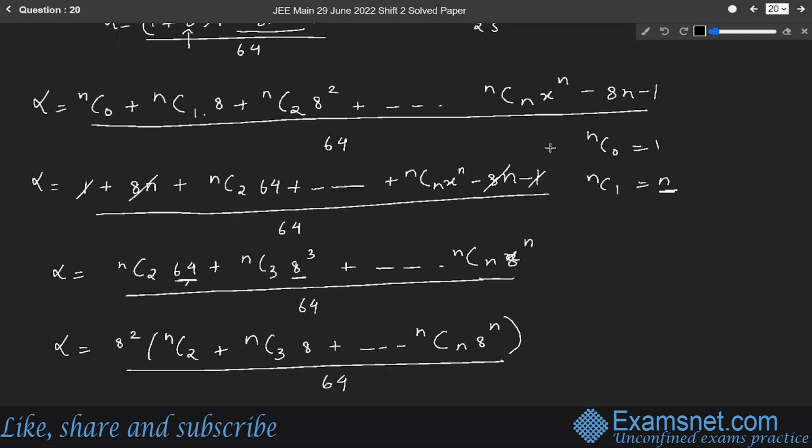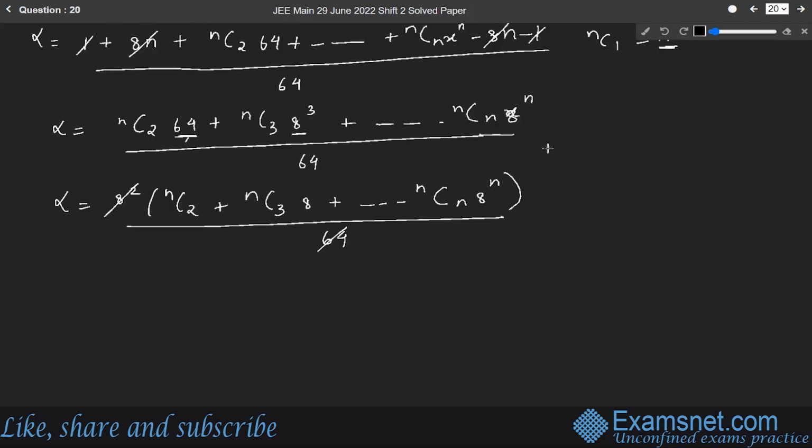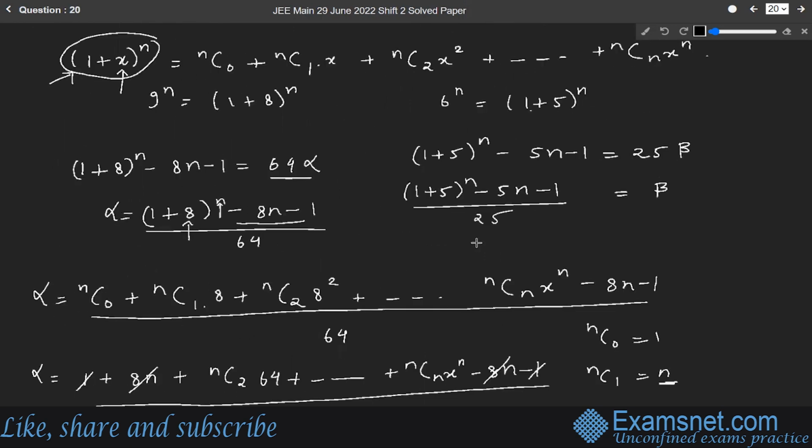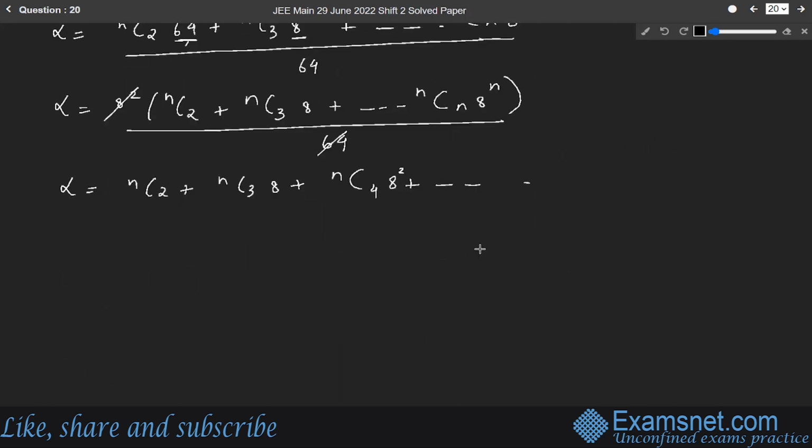Now what is 8 square? 8 square is 64. So 8 square and 64 will be cancelled. So now the remaining terms for alpha will be what? nC2 + nC3 into 8 + nC4 into 8 square and so on. Okay, this series will go up to nCn. Now we have the second equation, which is in the form of beta. So let us simplify this equation. Let us write it again.